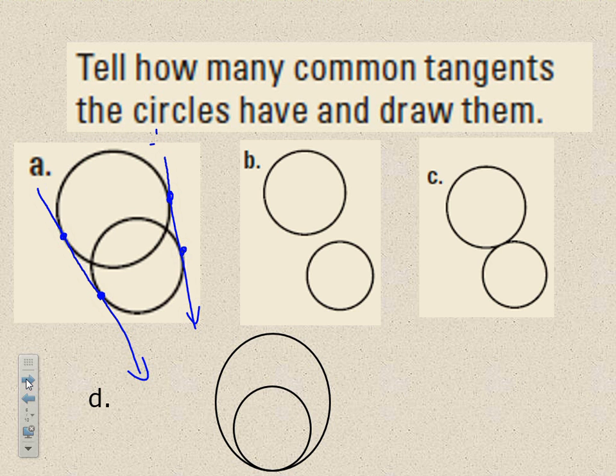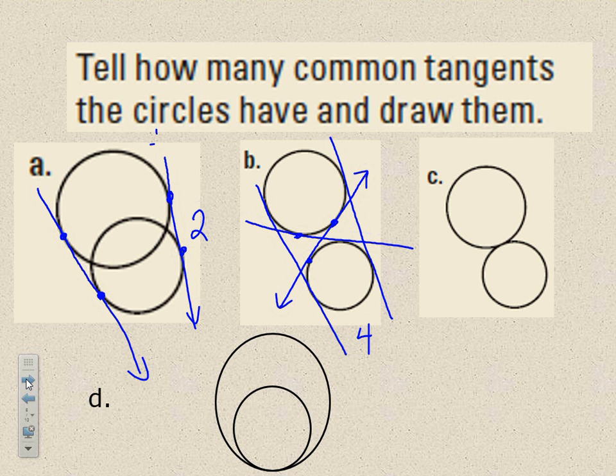So this picture, part A here, has 2 common tangents. Now part B, how many common tangents could we draw for these? Well, we could draw them here, here, but we could also get a little creative and slice them through the middle like this and this. Remember, tangents have to just touch the circle, but they can't actually go through it. So this one could have 4 common tangents between those 2 circles.